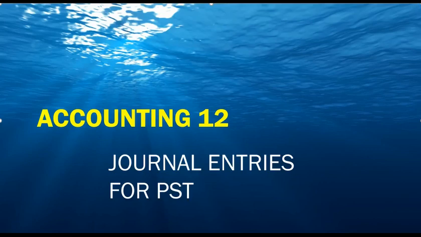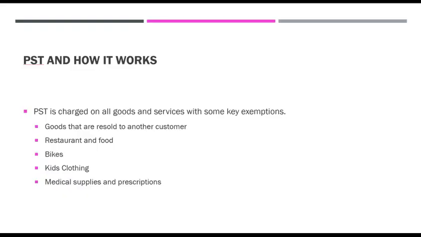Okay, to figure out how to do PST journal entries, we need to know what it's charged on. PST is charged on all goods and services with some key exemptions. The biggest one is if goods are resold to another customer, we don't pay PST. Second, restaurants and food, bikes, kids' clothing, and medical supplies and prescriptions. There's a few more, but those are the key ones that don't charge PST.